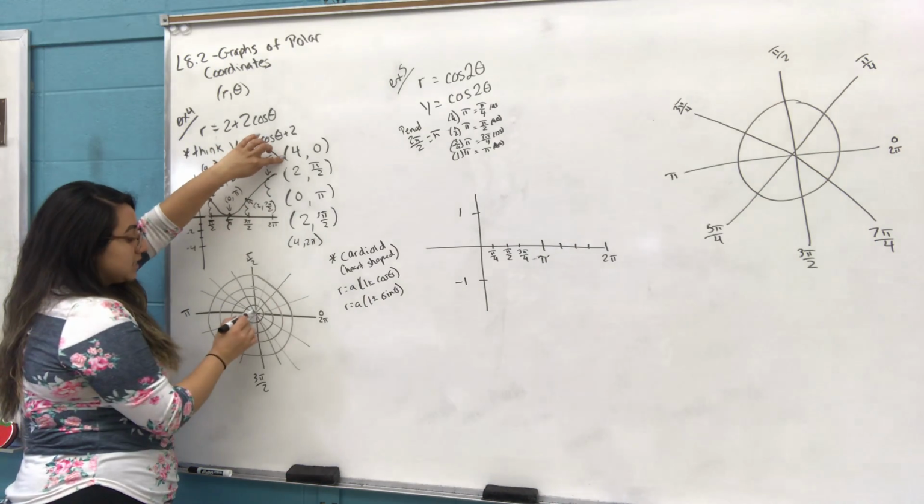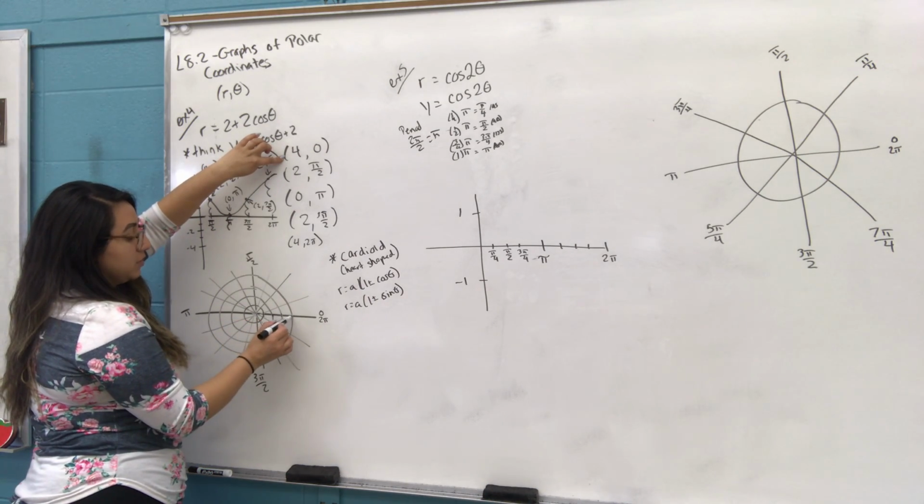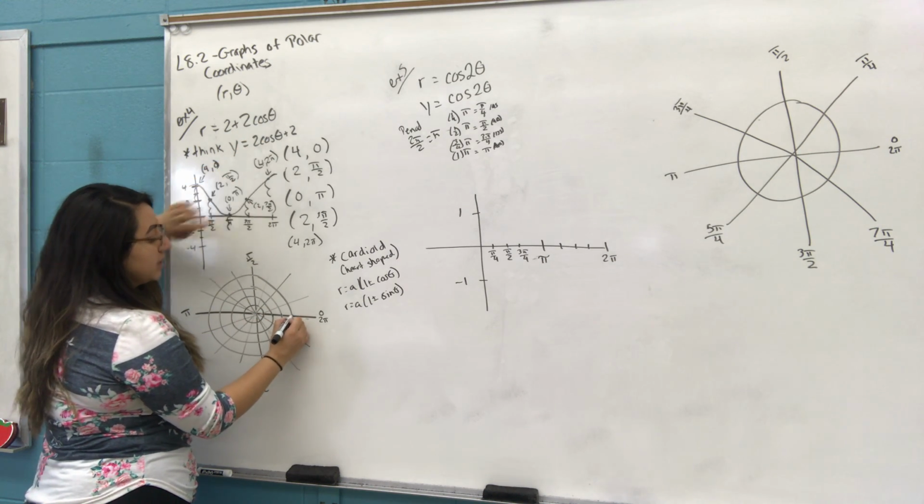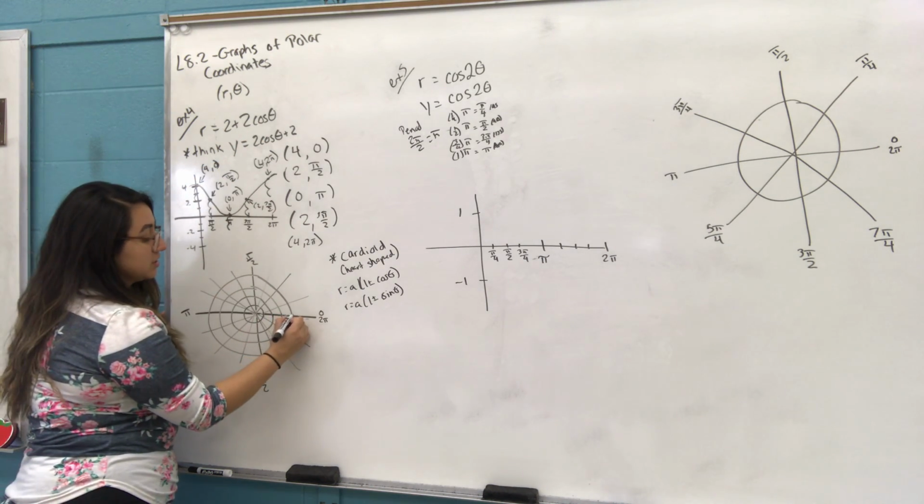4, that means at my circle 4, 1, 2, 3, 4. At my circle 4, the degree is 0. Here is where the 0 mark is. You don't go up, you don't go down. So I'm just going to stay here.